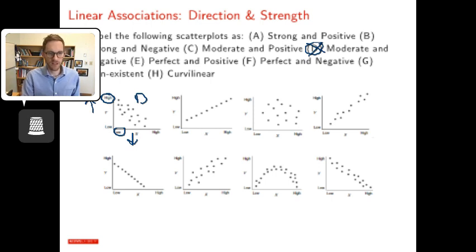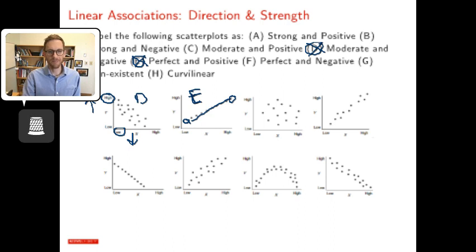Okay, for this next one, as x is low, y is low, and as x is high, y is high, and these all fit on a line, so that's going to be a perfect relationship, and it will be positive, E. So I'll cross that off and label E there. Sorry, that doesn't look like an E.